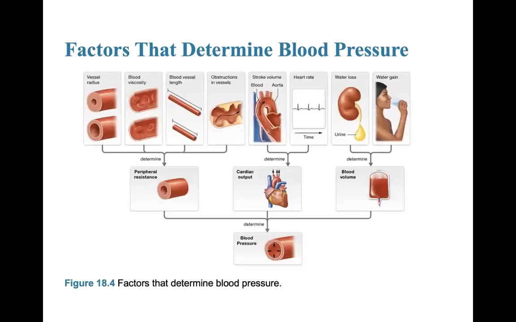So again, here you can see various factors that can influence blood pressure, whether it's the vessel radius, the viscosity, the blood vessel length, any obstructions, the stroke volume, heart rate, water loss, water gain, and what that's going to do to the overall resistance, cardiac output, and blood volume will determine how it affects the overall blood pressure. And you want to think through these various pathways here.